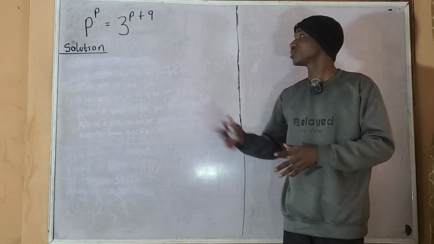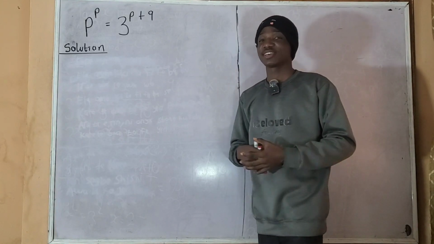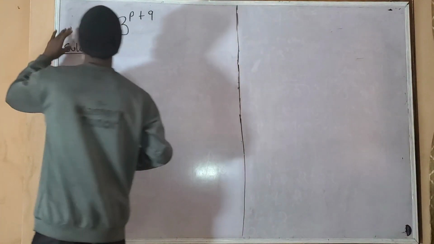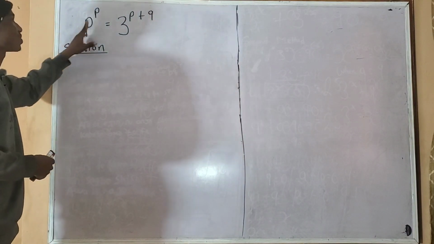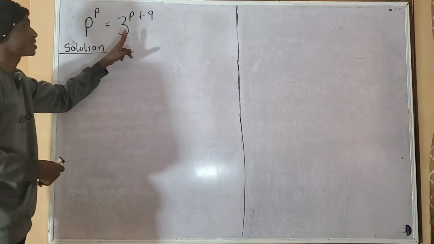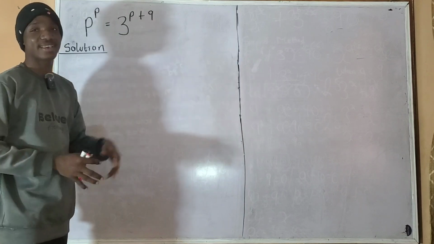Let me show you how to solve this question. Here, we are asked to solve for the value of p in the equation p raised to the power of p equals 3 raised to the power of p plus 9.